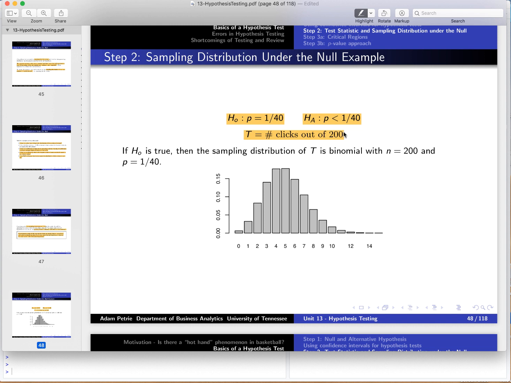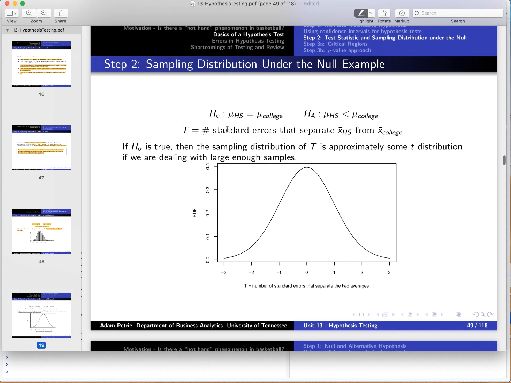And we know that if we assume the null is true and that p is equal to 1 out of 40, the total number of clicks out of 200 is going to be well described by a binomial distribution, with parameters n of 200, 200 trials, and a p of 1 out of 40 here. So here is the sampling distribution of our test statistic when the null hypothesis is true. If the null is false in this case, and the claim made by the alternative is really describing the real world, p is less than 1 out of 40, well, we can see that very tiny values of the test statistic, like maybe a 0 or a 1, would be kind of out of line with p being equal to 1 out of 40. We'll talk about how to formalize that in a second.